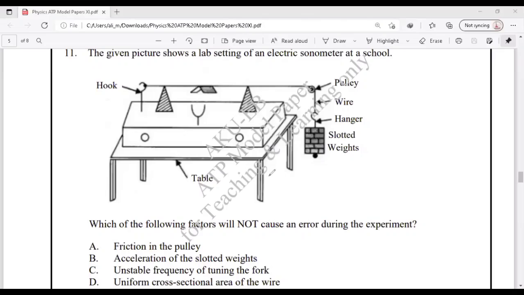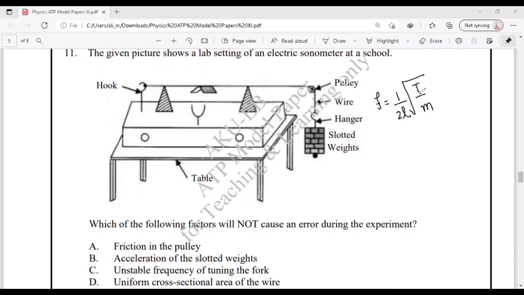So here we have our question number 11. The given picture shows a lab setting of an electric sonometer at a school, and this can be used to find the frequency of the standing wave. The formula for the frequency of a standing wave is 1 over 2L times the square root of tension over m, that is the mass per unit length.